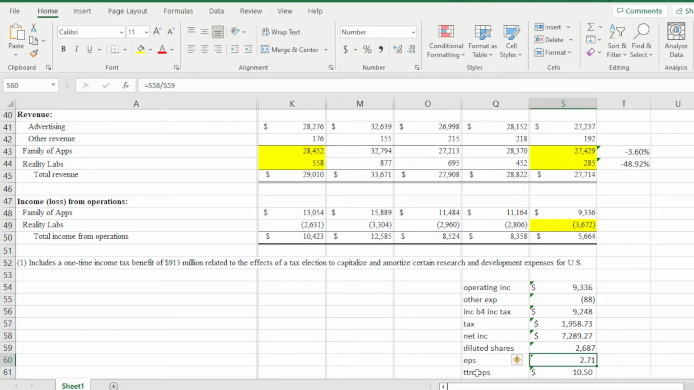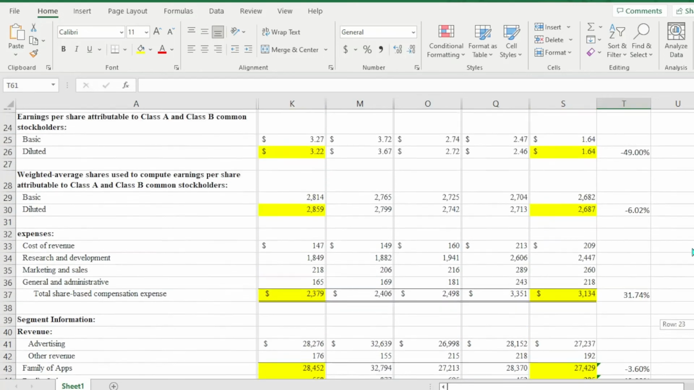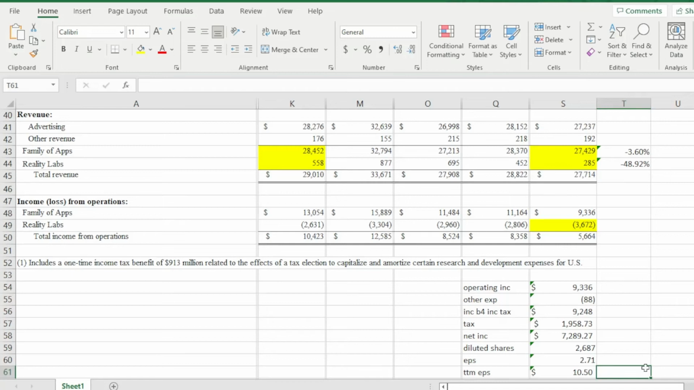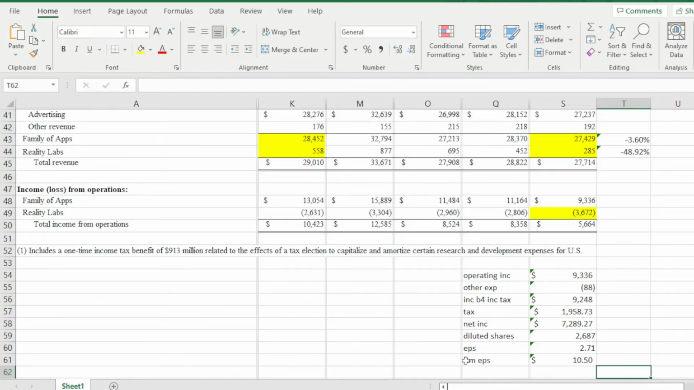And this trailing 12 months earnings per share is not necessarily representing a very accurate situation of the future because, like I said, ad spending is going down and the spending on Reality Labs is going up. So let's just pretend that the next few quarters are going to be just as crappy as this one. So I'm just going to get that $1.64 amount. We're going to multiply it by 4.